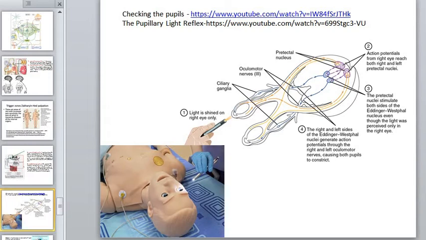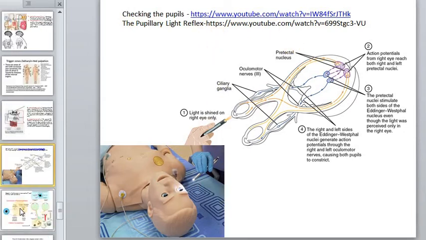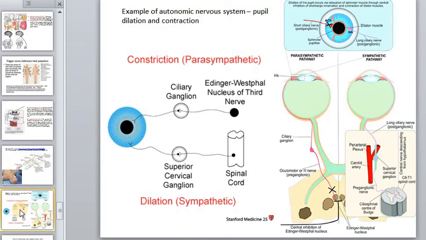What does the doctor want to know? At first, is the patient alive at all? And watch the video about what we can know if this reaction is absent.